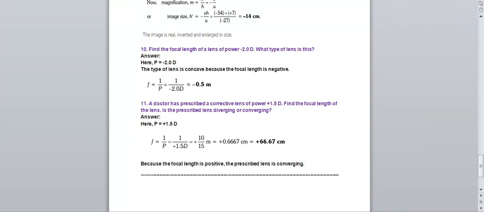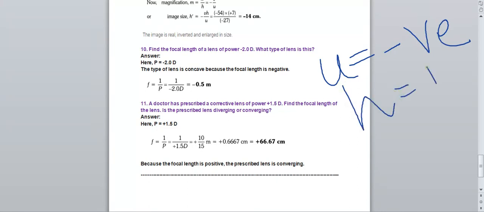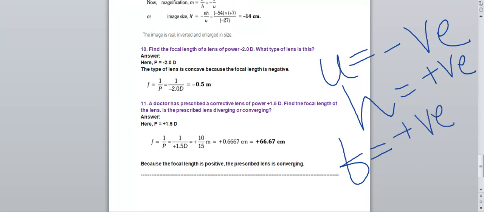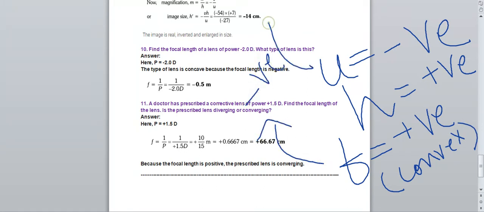Remember that object distance u is always taken as negative, whether it is a mirror or a lens. And height of the object is always taken as positive. If the focal length is positive, then the mirror or the lens will be convex. But if it is negative, then the mirror or the lens will be concave in nature.